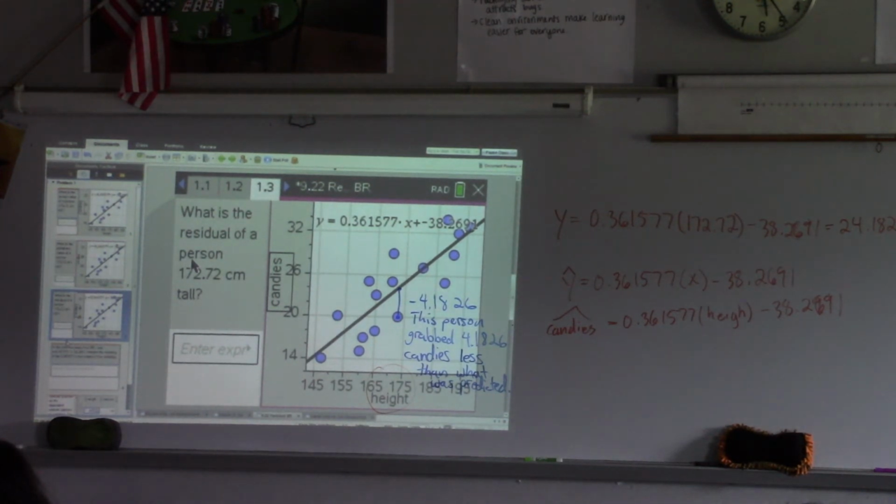We got to learn how to be good students. This is something that's hurting you. You got to know what to make sure you have in your notes. This is a very straightforward thing. This is going to be on our test. I need to know that. You got to be able to interpret a residual.